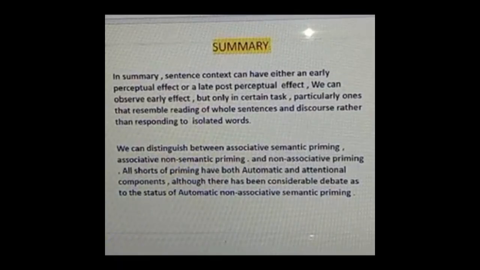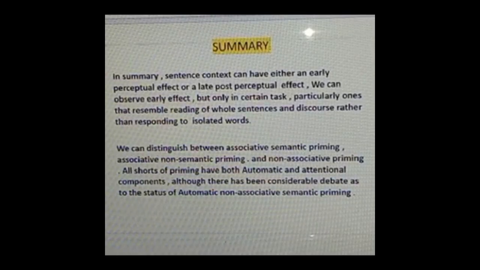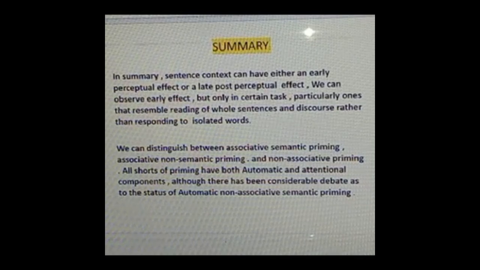Summary. In summary, sentence context can have either an early perceptual effect or a late post-perceptual effect. We can observe early effects but only in certain tasks, particularly ones that resemble reading of whole sentences and discourse rather than responding to isolated words. We can distinguish between associative semantic priming, associative non-semantic priming, and non-associative priming. All sorts of priming have both automatic and attentional components, although there has been considerable debate as to the status of automatic non-associative semantic priming.